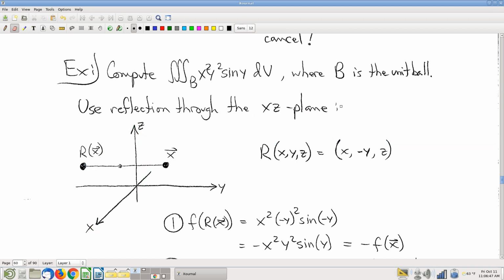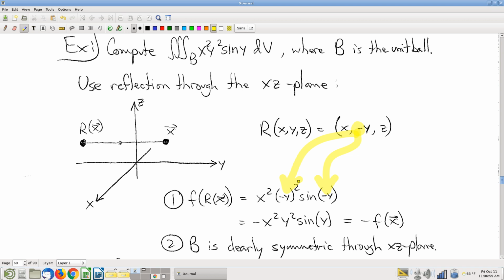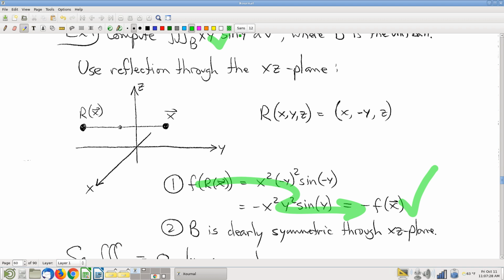Then notice that, with this reflection, we get a minus sign that jumps into the y coordinate of the function. And this minus sign gets squared and therefore doesn't do anything. But with this minus sign, the sine function is an odd function. Sine of negative y is the negative of sine y. And so that gets that minus sign that we need. And therefore the function is odd, right, by this argument. The function has odd symmetry. And at that point, it's all over but the shouting.